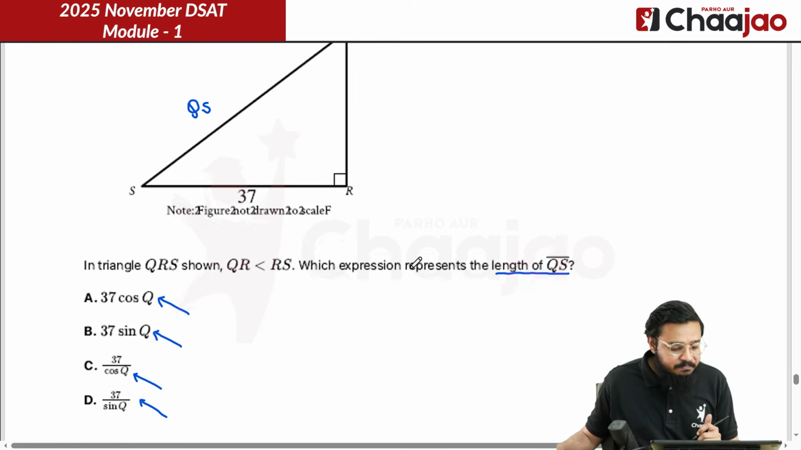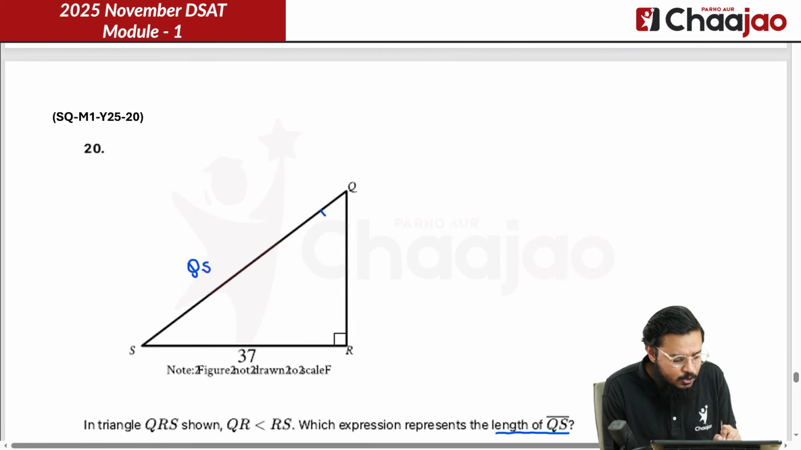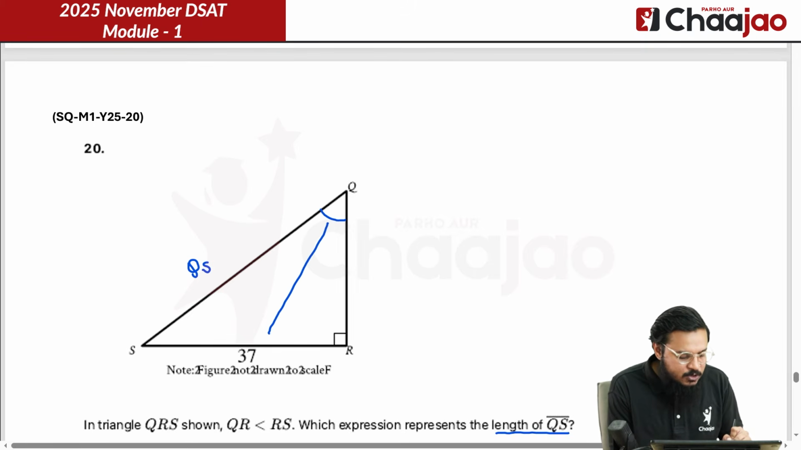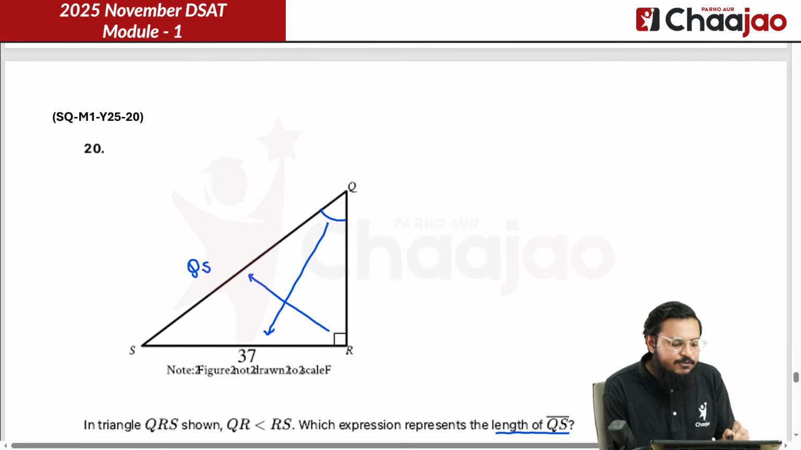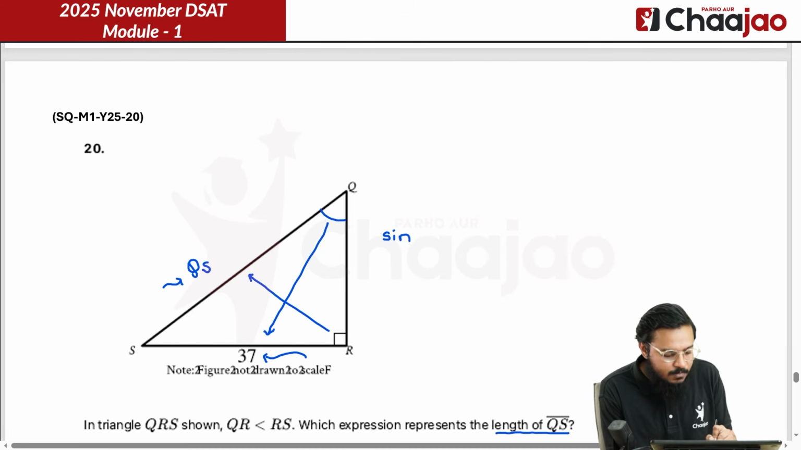So I'm going to use this angle Q to find out the value of side QS, which has to be my hypotenuse. If you look, what is this side opposite to angle Q? That's 37. That would be your opposite side, and anything that is right in front of 90 degrees is always your hypotenuse. So I have to deal with the opposite side and my hypotenuse, because I have to calculate my hypotenuse. Which ratio deals with opposite and hypotenuse? It's always sine. So I'm going to apply sine Q equals opposite over hypotenuse. Opposite is 37 and hypotenuse is my QS.